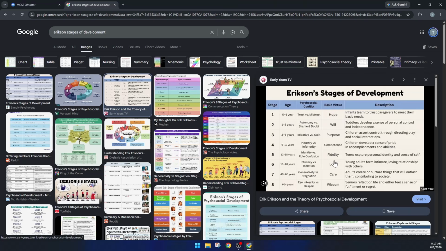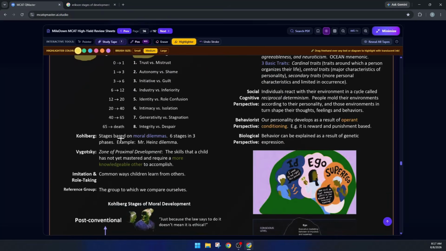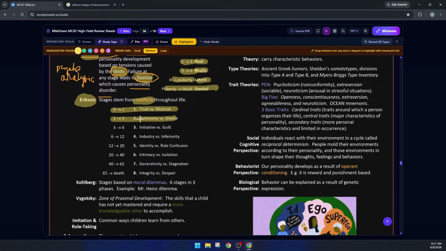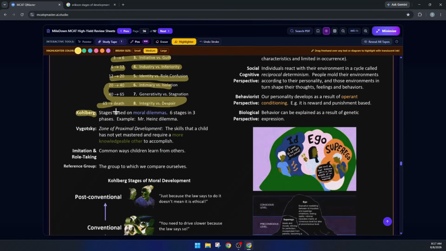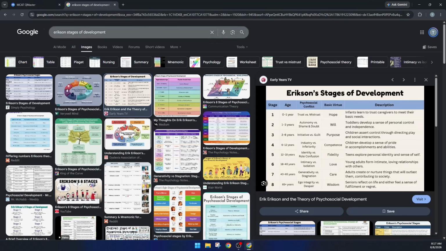You don't have to really memorize the basic virtue, but if it helps you get a bigger, broader idea and helps you memorize stuff, that's good. Okay. So yeah, remember the ages, and most importantly, these conflicts here. These are the conflicts. Okay, and then you have Kohlberg's theory, which is a theory based on moral dilemmas.